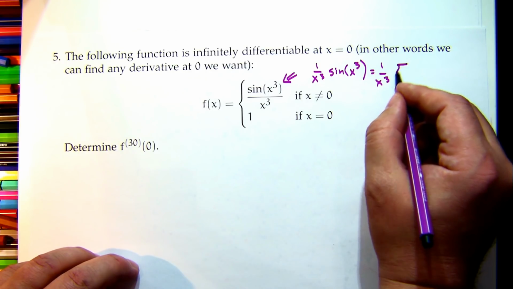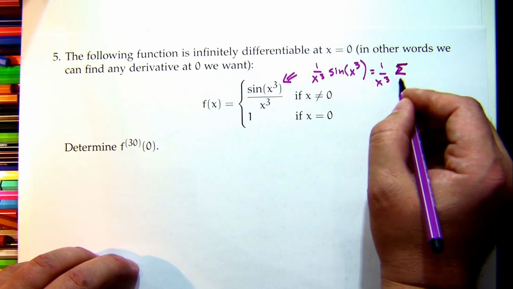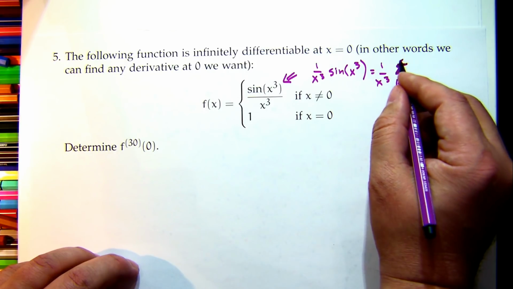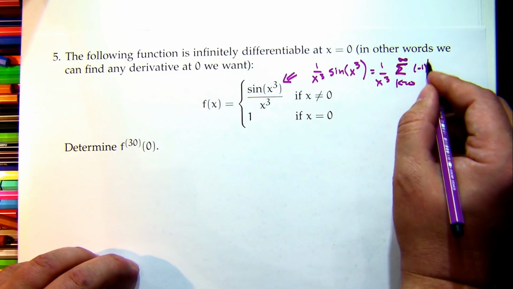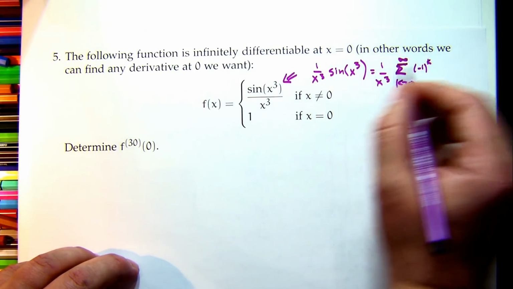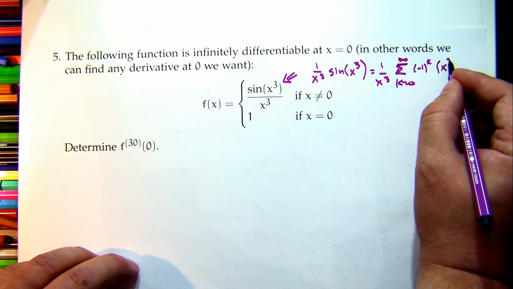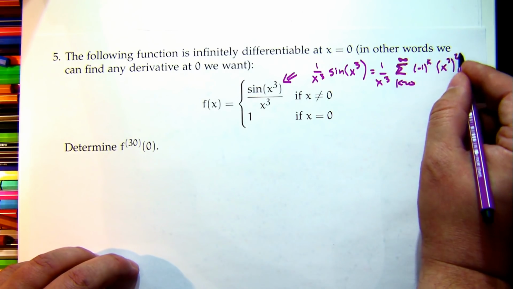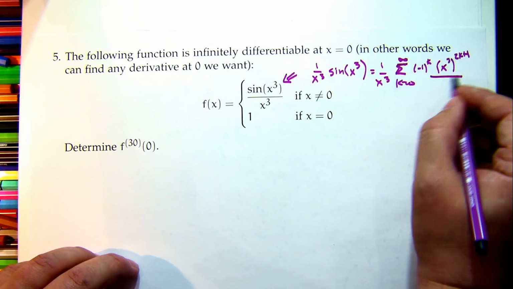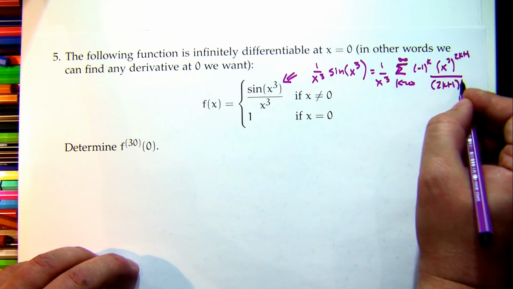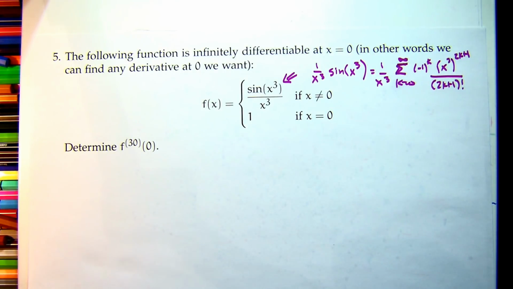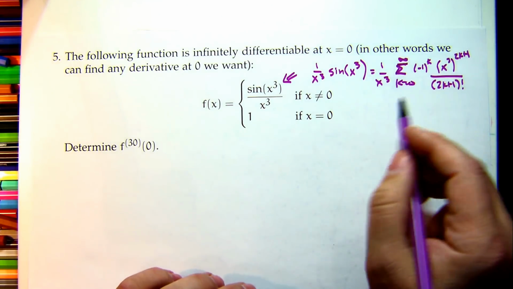The Taylor series for sine is the sum, 0 to infinity, negative 1 to the k, whatever is on the inside, x cubed, to the 2k plus 1, divided by 2k plus 1 factorial. Okay, so I took my sine of x cubed and turned it, because of what I know about sine of z, I was able to get the series. Take the 1 over x cubed in.